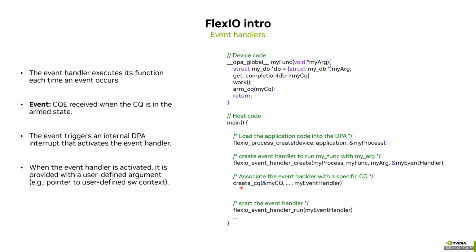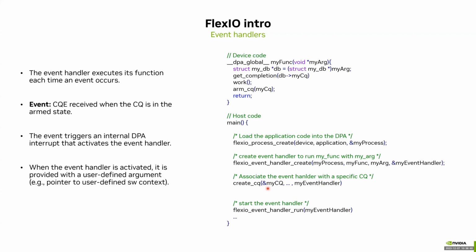And here we show that you can create your CQ and then associate that CQ with a specific event handler. This is the handle you got back from the handler creation, right? So at that point, basically every time the CQ is armed and you get a cookie, you will get this function executed on the DPA. And finally, you signal to the system that you are now ready to run. So you kind of enable your event handler to be scheduled whenever the triggered condition is satisfied.